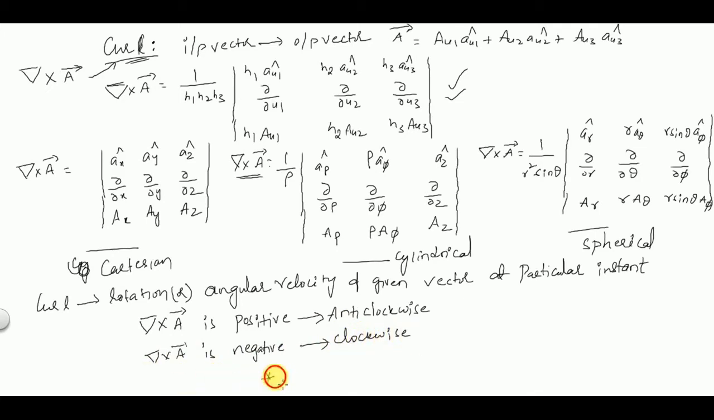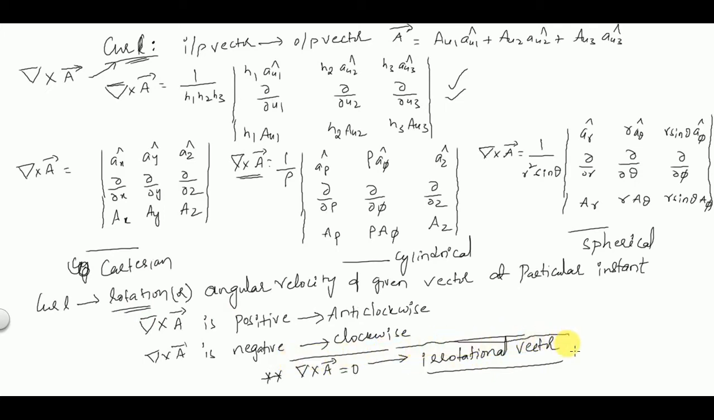Similarly, the most important point is if the resultant of curl is 0, then the vector is not rotating, so it is called an irrotational vector, because curl represents the angular velocity or rotation. So when curl is equal to 0, it is not rotating, so it is called an irrotational vector. Okay, so this is a very important point. If the curl of the vector is 0, then that vector is called an irrotational vector.